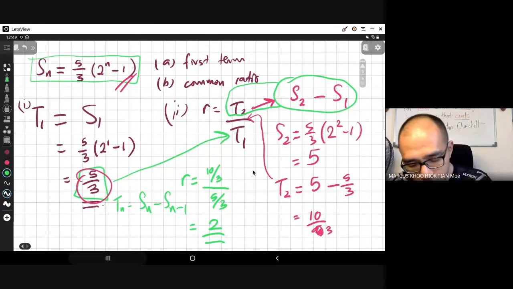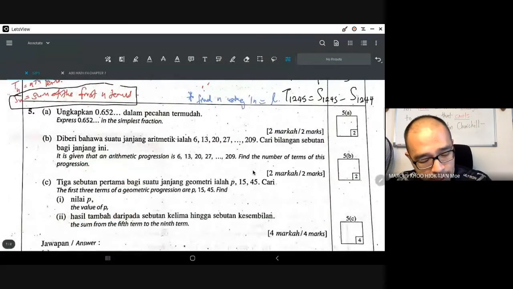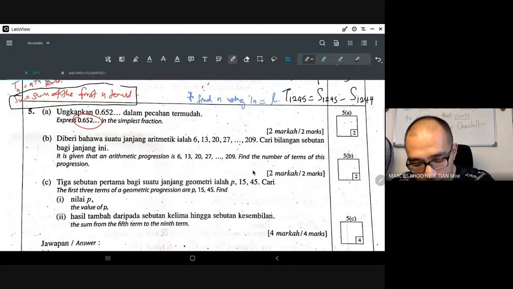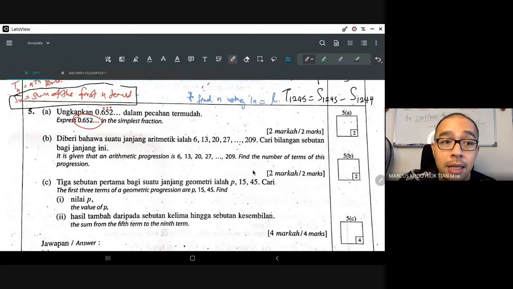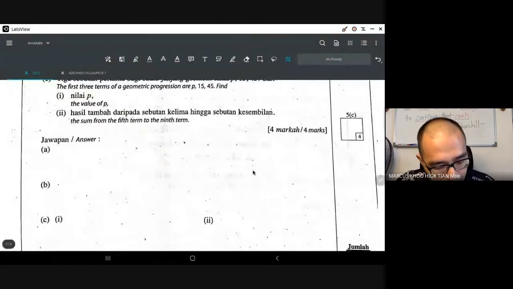Okay, and now we come to Sean's question, which is number 5. Express 0.652 with a dot over it in the simplest fraction. What is missing over here is, and please add this in your question if you printed it, there should be a dot over here. It is a repeating decimal. Let's talk about the repeating decimal first now.